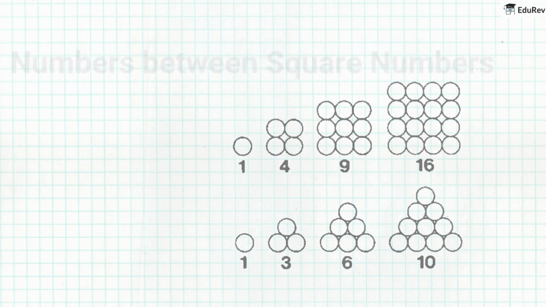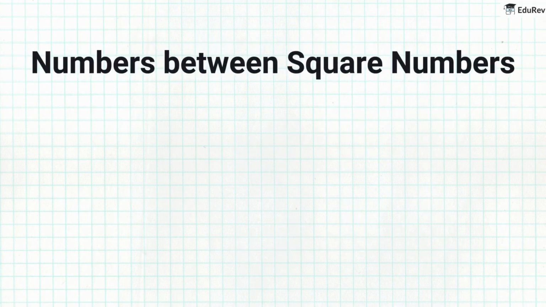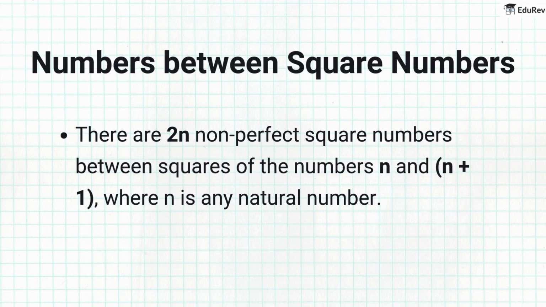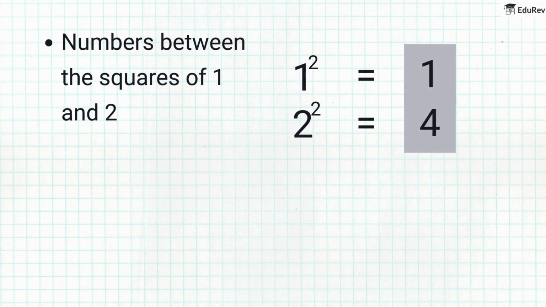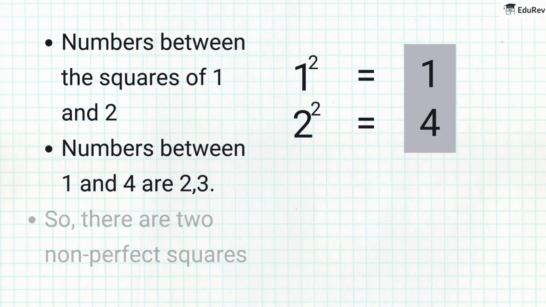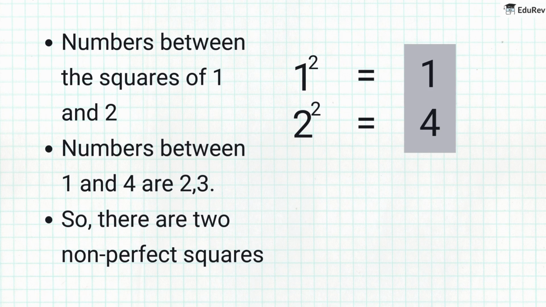Next, let's look at numbers between square numbers. There are 2n non-perfect square numbers between the squares of the numbers n and n plus 1, where n is any natural number. For example, numbers between the squares of 1 and 2. Numbers between 1 and 4 are 2 and 3. So, there are two non-perfect squares. Here, 2n equals 2, hence n equals 1.